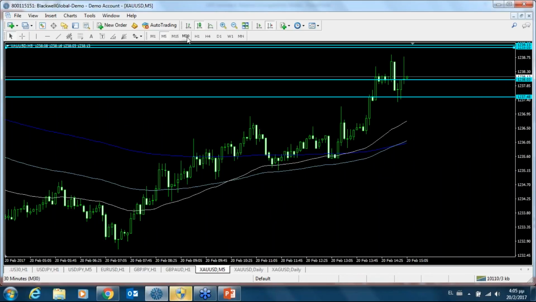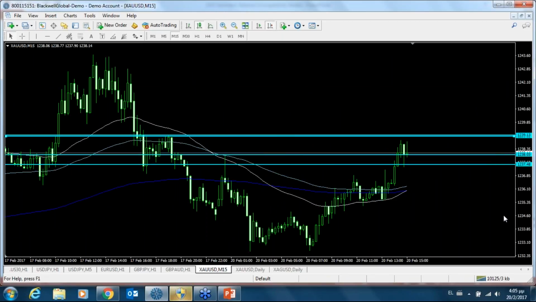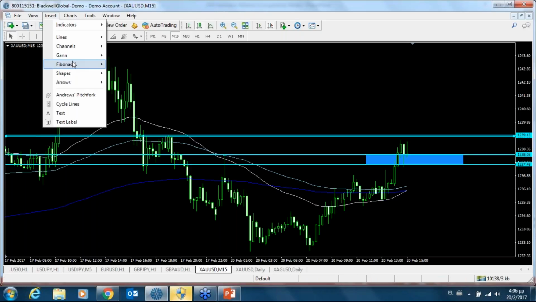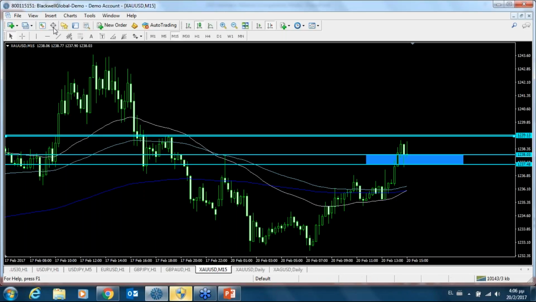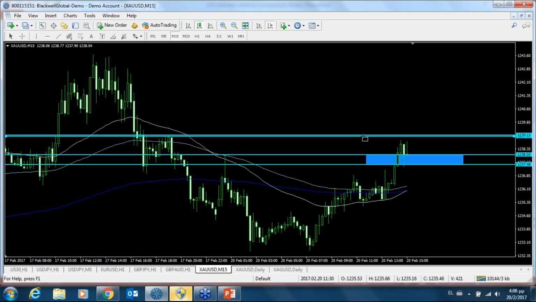Okay, let's move to the 30 or 15 minute chart, let's say. Now we have got prices trapped in between two zones. Both zones here are resistance zones. This is a resistance zone. Okay, and then we have got that one there as well, and this one at the top here. Okay, so we've got that too.